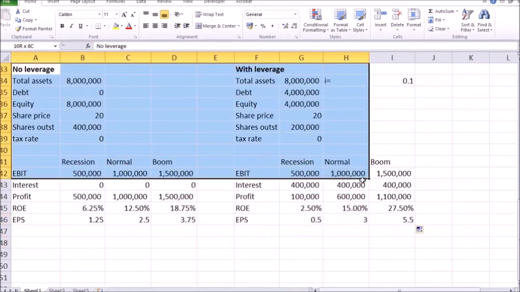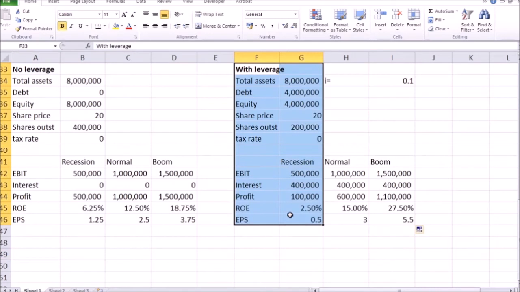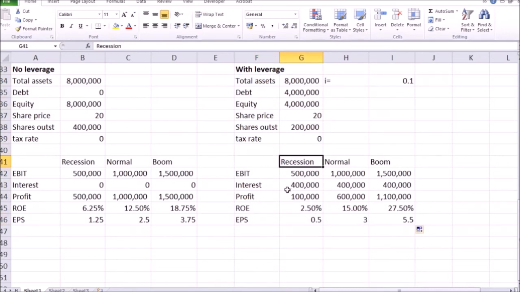And what do we see from this comparison? What we see is leverage can be bad when things don't go according to plan. As we see over here, if things go bad, if the recession hits and the business doesn't do well, then the return on investment to the shareholders is worse than the return on investment to the shareholders without leverage. So the red numbers over here are in favor of no leverage.